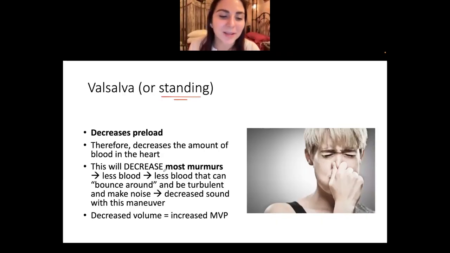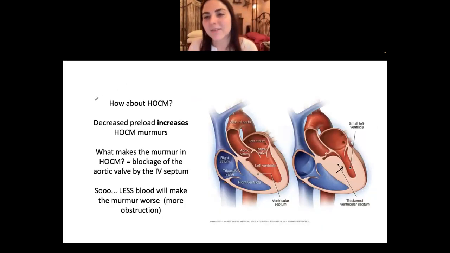However, because MVPs like to be tricky, decreasing volume for the MVPs increases the intensity of an MVP. And I'll go into why. How about HOCM? HOCM is its own entity as well. You can't really memorize these maneuvers because there's never an 'oh, it works for all of them.' If you decrease preload, you'll actually increase an HOCM murmur. And if you think about it, how loud a murmur is tells you a lot about that murmur. So what is making the murmur in HOCM? The murmur is being caused by this blockage from the IV septum. This is blocking the outflow tract of the left ventricle. Blood is flowing around it, and that's what's causing that murmur, right?